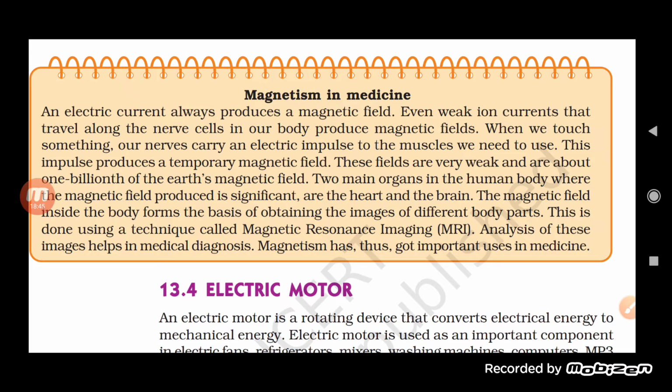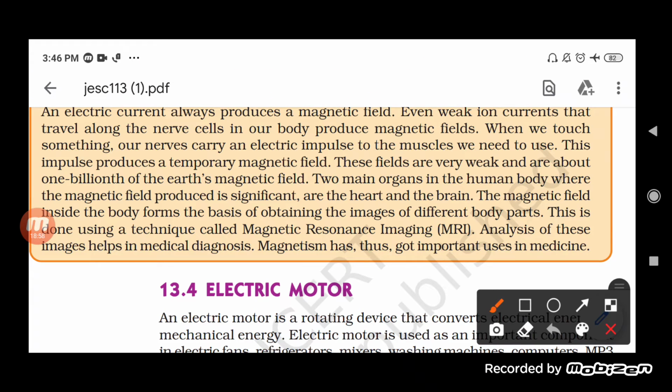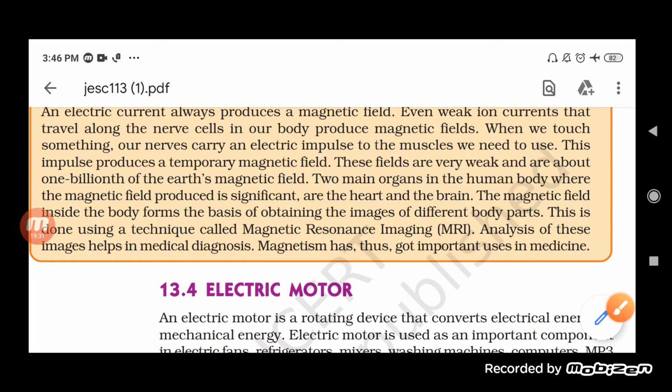See, these days the magnetic field is also used in medicine. Magnetic field is basically used to obtain images of different body parts. You can see here MRI. MRI is magnetic resonance imaging. With the help of the magnetic field, we can see the inside of the body by obtaining images of different parts. This technique is called magnetic resonance imaging, and the images formed with the help of this are called MRI. It has a lot of uses in medicine. It is basically used to find out if any problem is there, and that can be easily found with the help of MRI. This is very common, student, MRI.